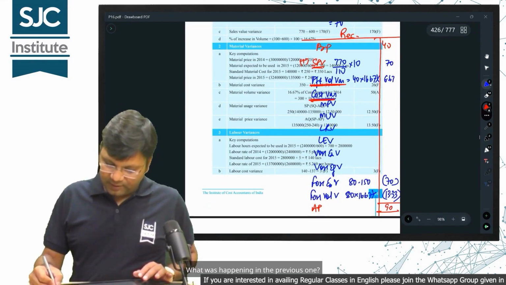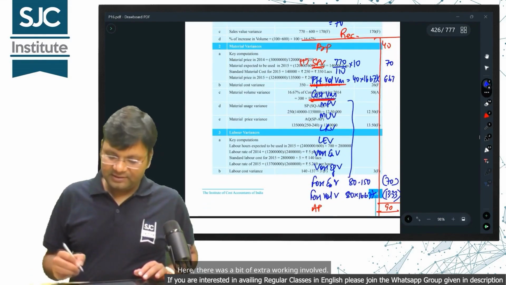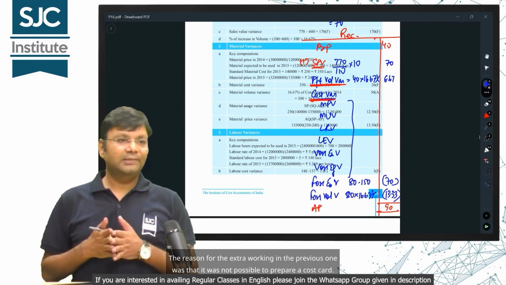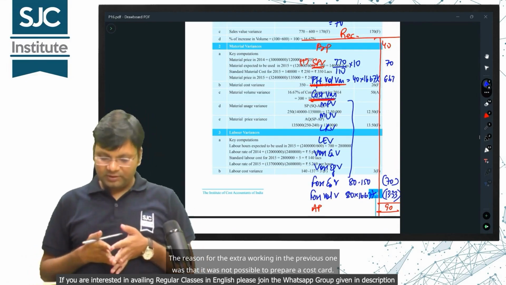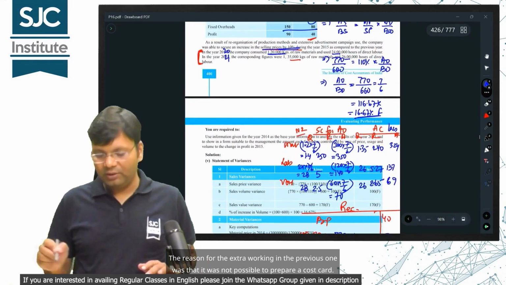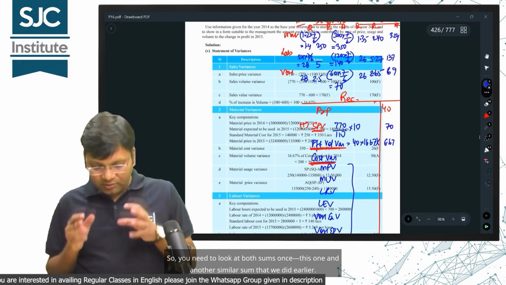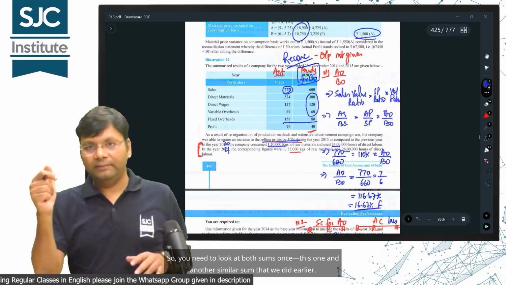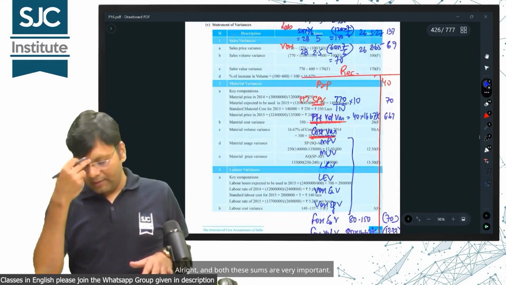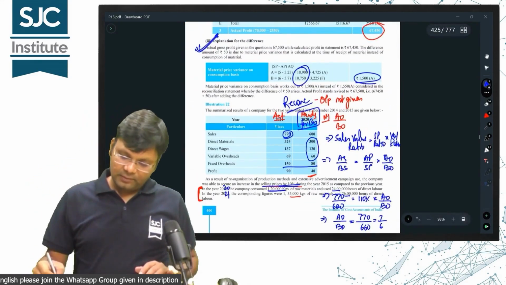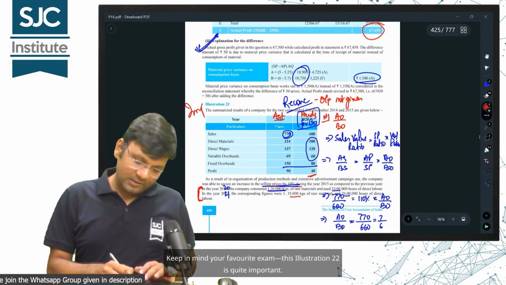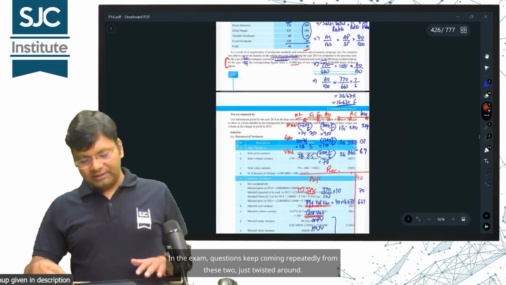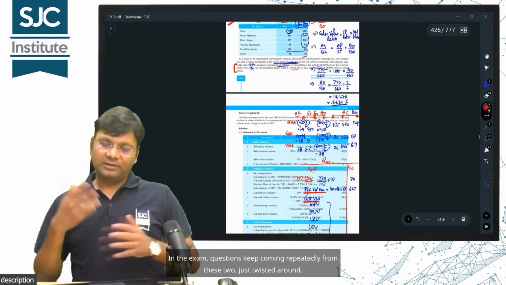What was happening in the previous one? Here, there was a bit of extra working involved. What was the reason for that? The reason for the extra working in the previous one was that it was not possible to prepare a cost card. So, you need to look at both sums once, this one and another similar sum that we did earlier. Both these sums are very important. Keep in mind your favorite exam. This illustration 22 is quite important. In the exam, questions keep coming repeatedly from these two, just twisted around.